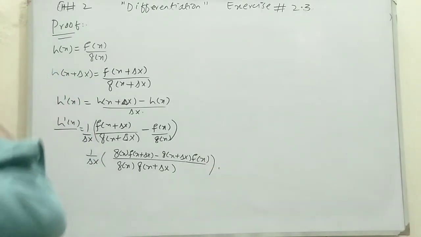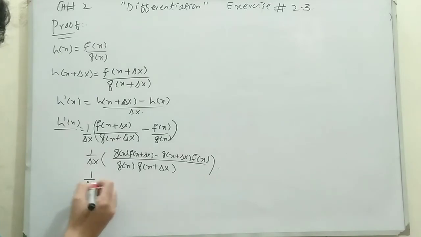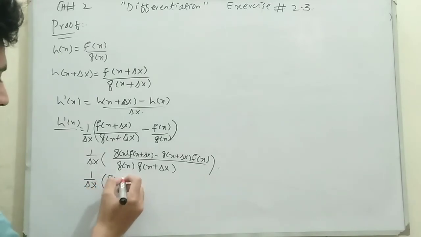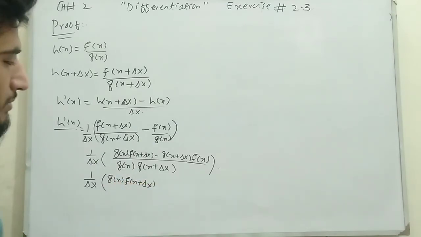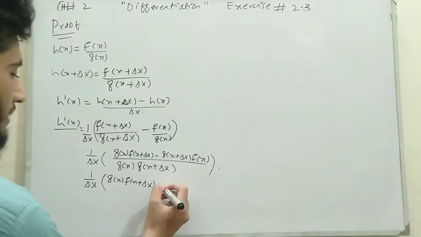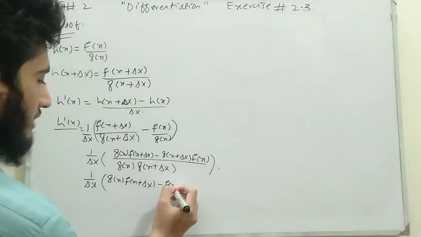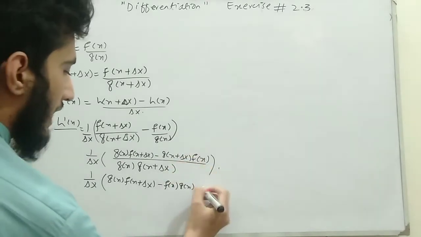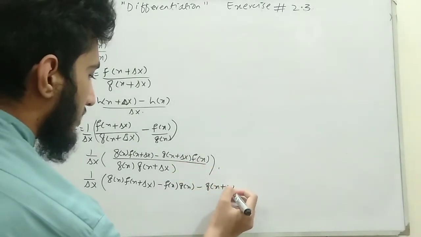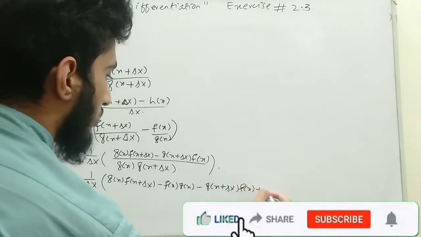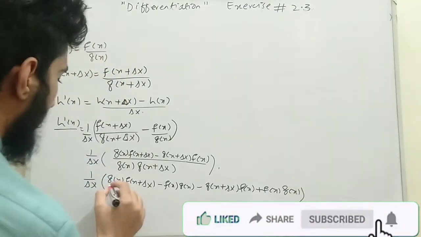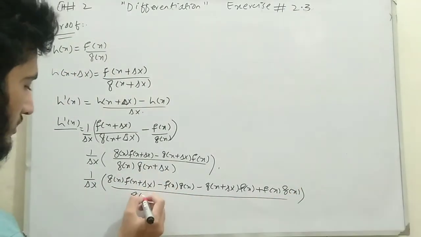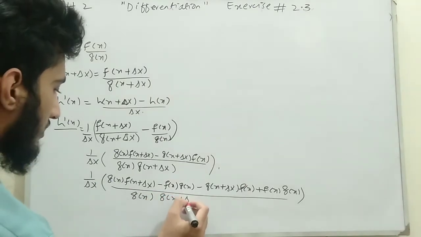Now after this, we will make the formula. So for making the formula, we will do some adjustment over here. In the numerator, g of x and f of x plus del x. In the numerator, I suppose to add and subtract f of x multiplied by g of x. So here, I add and subtract minus f of x and g of x. And here minus g of x plus del x multiplied by f of x, and here I add f of x multiplied by g of x, and whole divided by g of x multiplied by g of x plus del x.